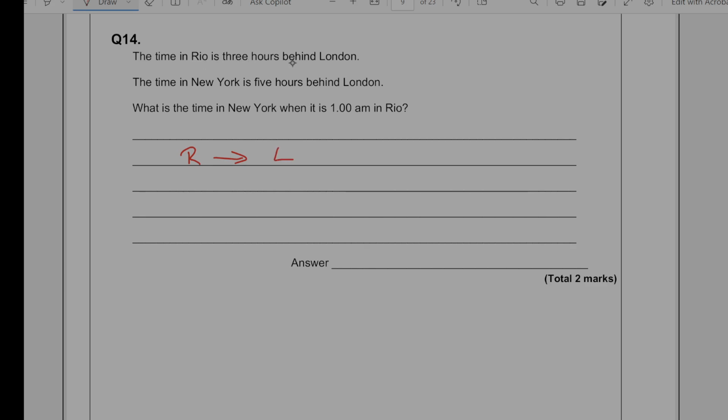Rio is 3 hours behind London. So to get from Rio to London, I'd need to add 3 hours. And then New York is 5 hours behind London. So to get from London to New York, I would need to take away 5 hours. So to get from Rio to New York, I would need to take away 2 hours.